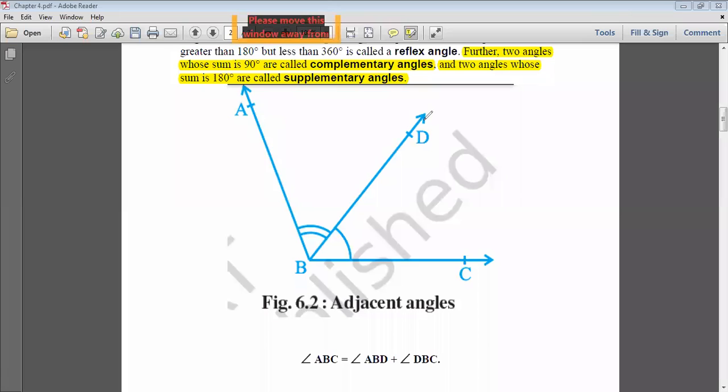What are the arms of this angle? AB and BD are the arms of angle ABD. Now, can you say what are the arms of angle DBC? BC and BD. Okay, BC and BD.